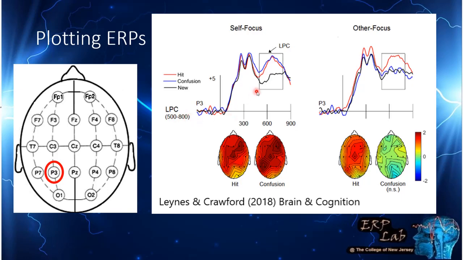And for memory research, a lot of times we take the average activity across this interval and we compare it across conditions. So it would be the average activity for the hits compared to the average activity for the new or correct rejections. And then a lot of times we plot that difference, so we subtract the difference across the scalp in these scalp maps. So positive would be a redder color, so you can see the distribution of this particular ERP component across the scalp.